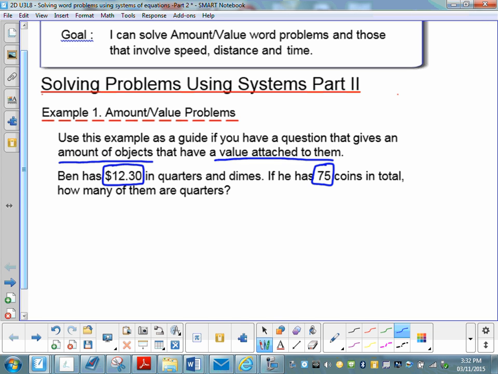So for these problems, I'm not going to follow the grass method as closely as I did on the last lesson. The big thing here for these types of problems is we're always going to set up a chart, and the chart really takes the place of writing the let statements and sort of starting everything off. So in this case, they're asking us to find the number of quarters. So I'm going to set up my table here.